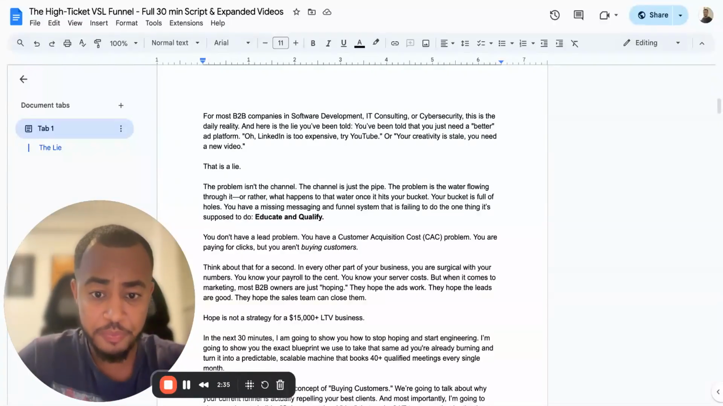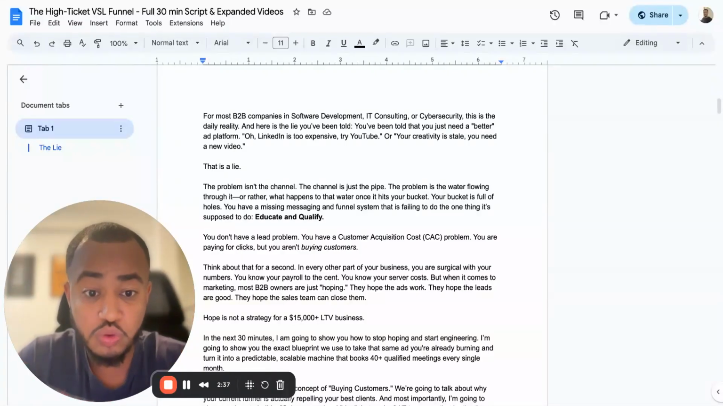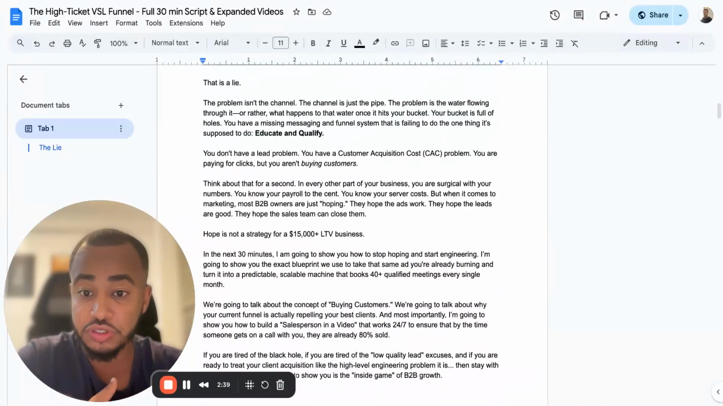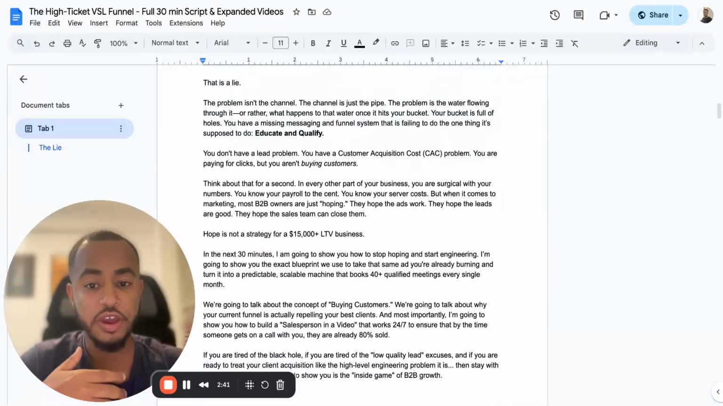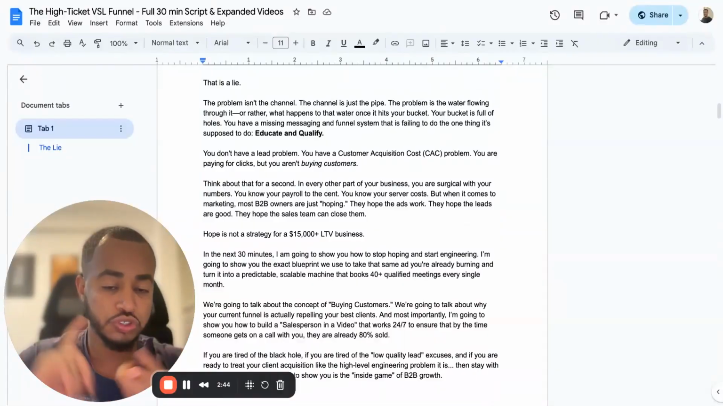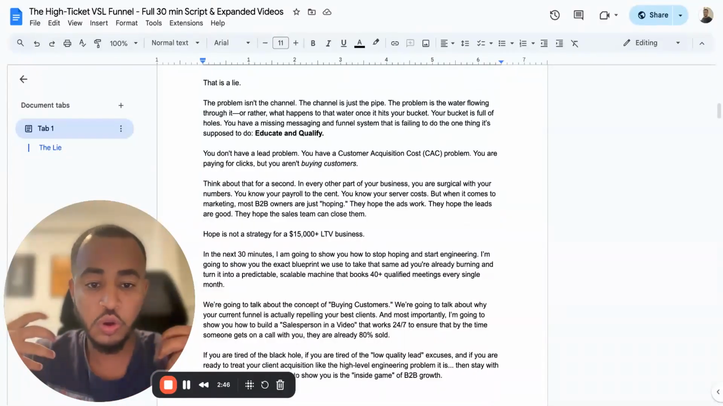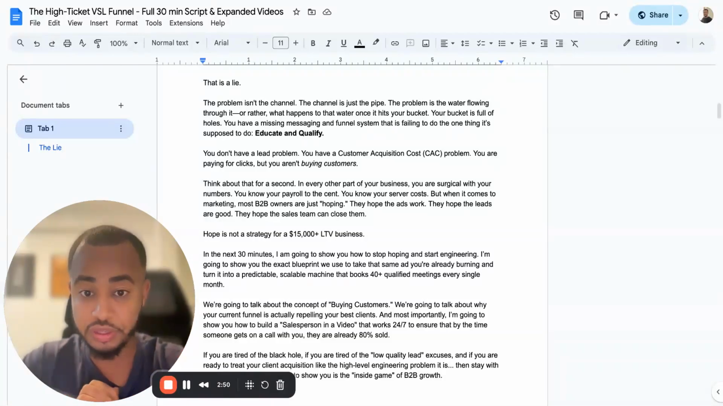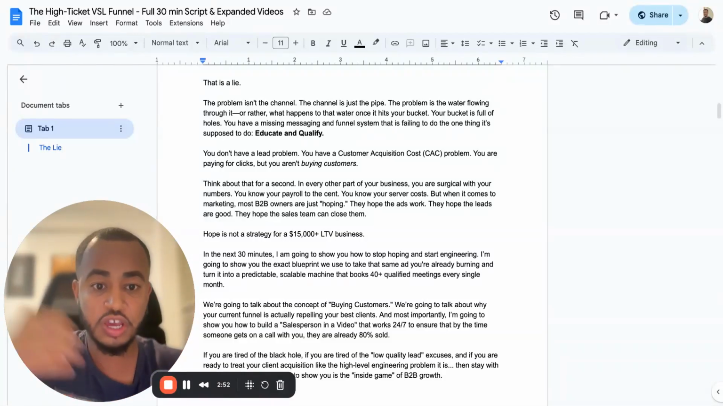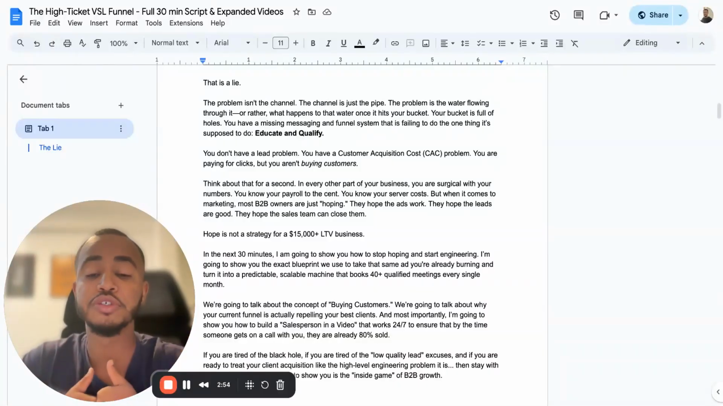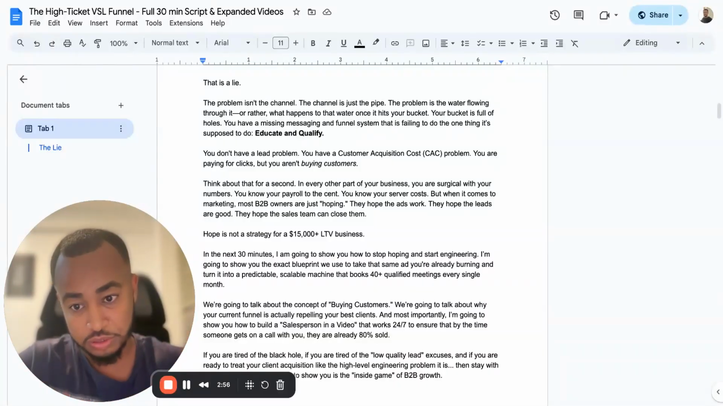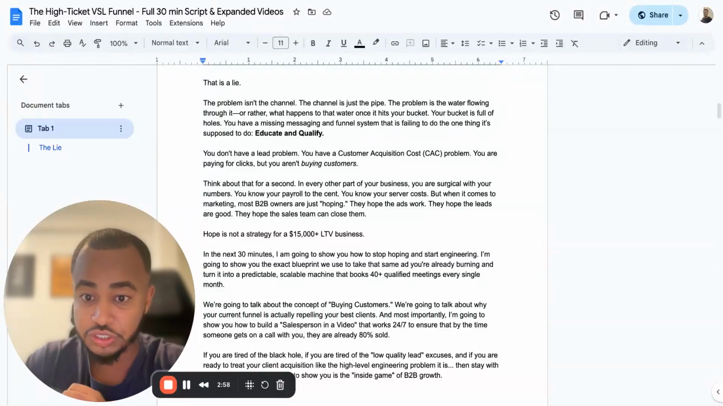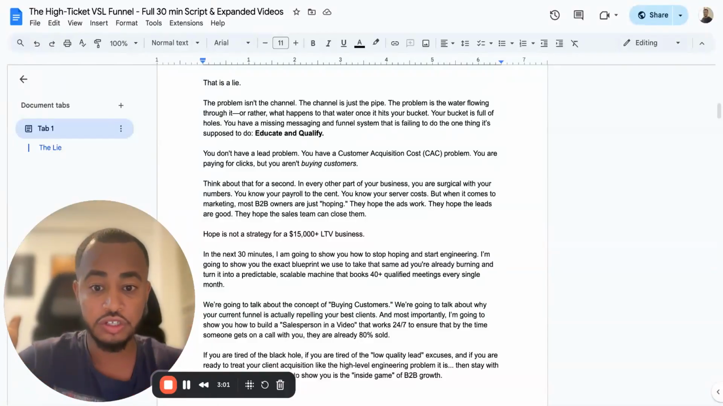In every other part of your business, you are surgical with your numbers. You know your payroll, you know your server costs. But when it comes to marketing, most B2B owners are just hoping. They hope ads work, they hope the leads are good, they hope the sales team can close them. Hope is not a strategy for 15K-plus deals.